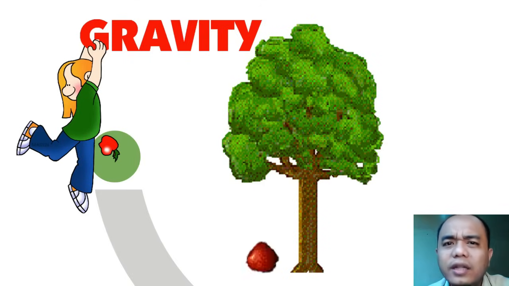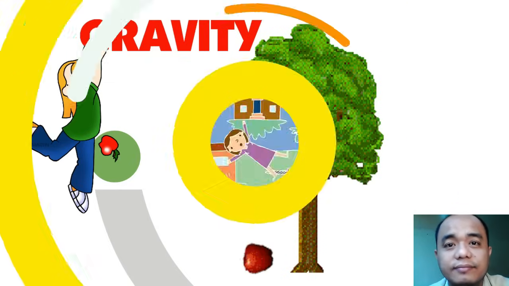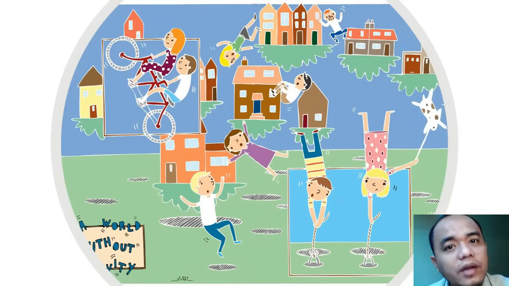Why do you think will happen if earth has no gravity? What will happen to us? Yes, there will be no water. Also, there will be no air. And there will be no plants and animals that can live in earth without that gravity. Because anything or everything on earth will be floating out in the space.